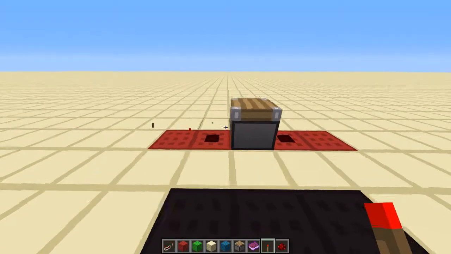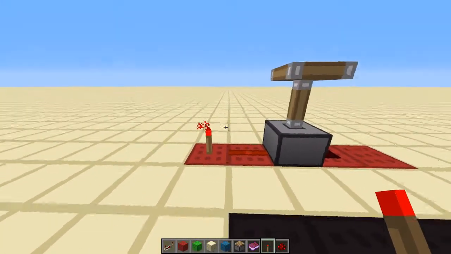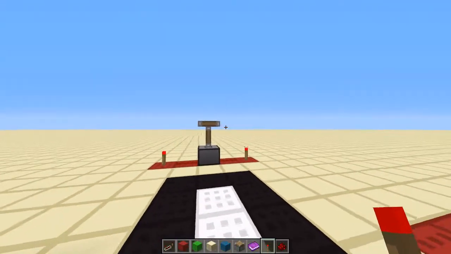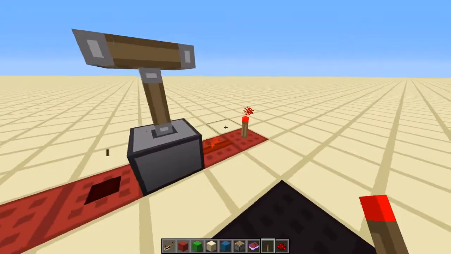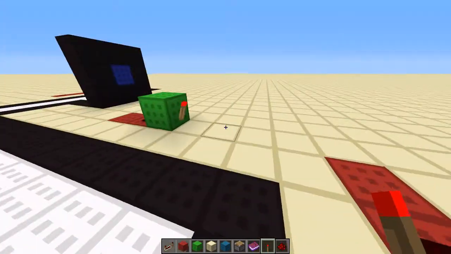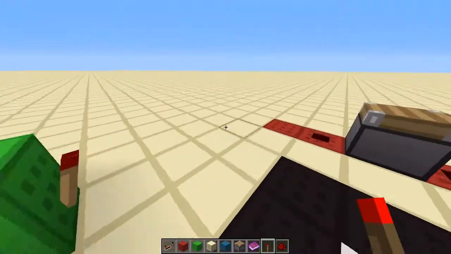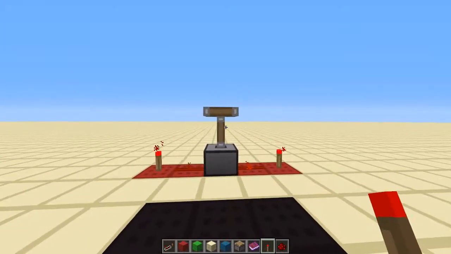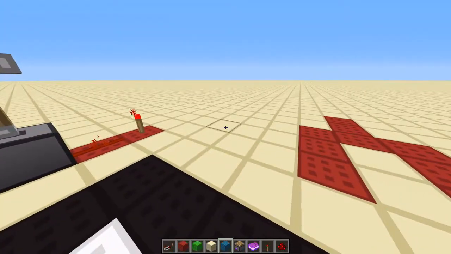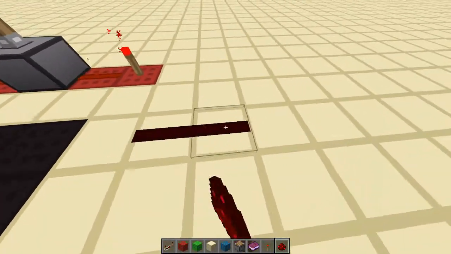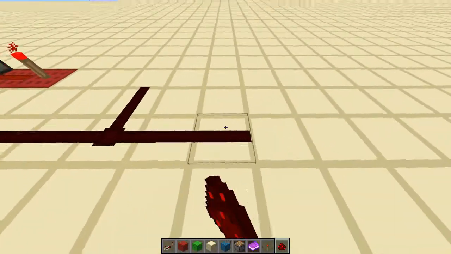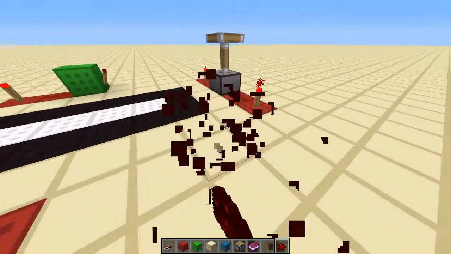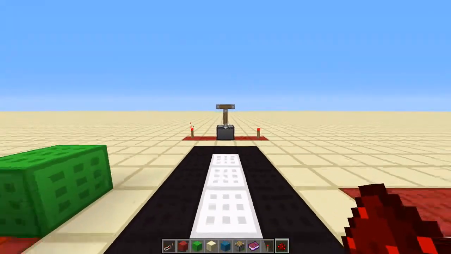If none of them are on, the piston, there is no output. If one is on, there is an output. If the other one is on, there is an output. Or if they're both on, there's still an output. Again, fairly simple stuff. I'm actually going to leave these torches in place for now. So this is the OR gate. It's very basic. This is the gate itself almost, but technically, yeah, fairly simple.